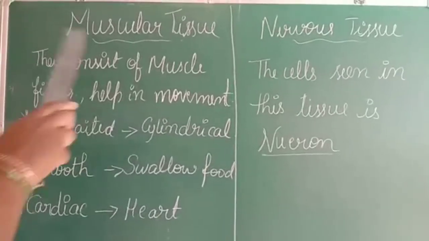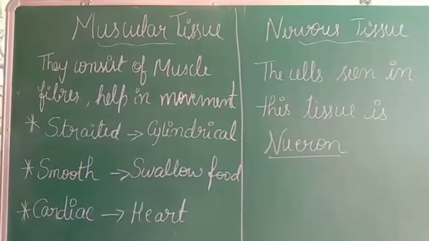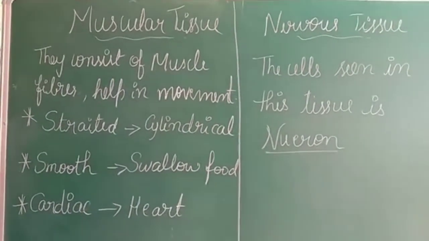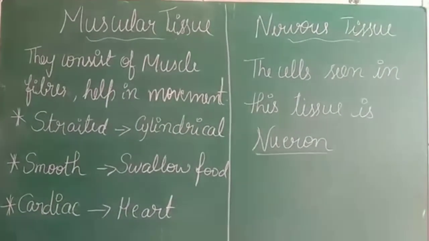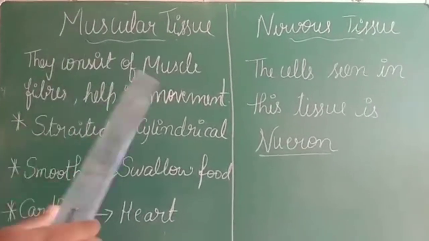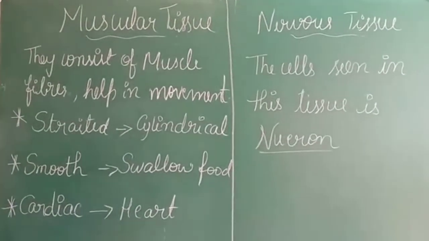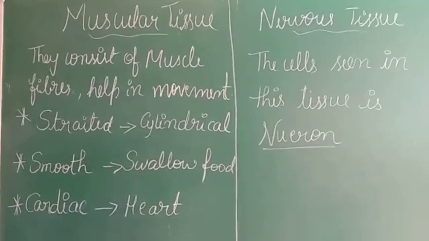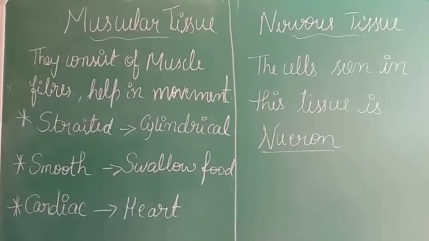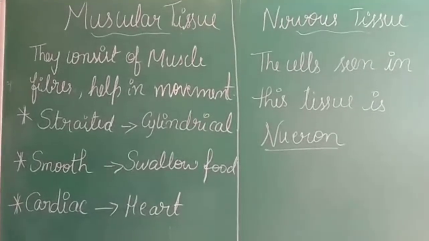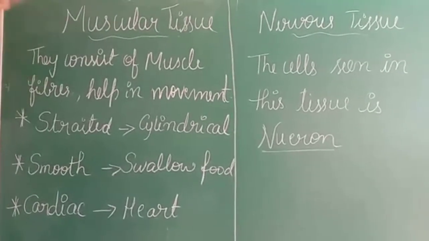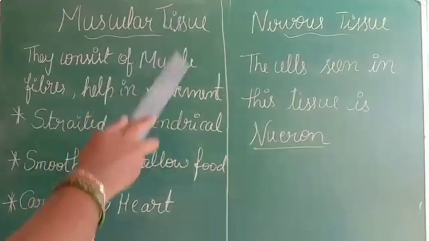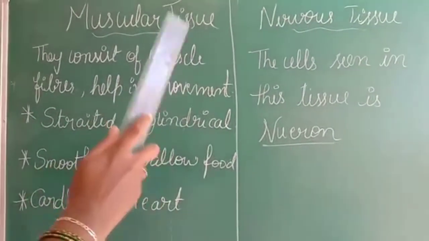The next type is muscular tissue. Now we are going to study about the muscular tissue. It consists of muscle fibers, which help in movement. Muscles are especially used to do heavy work and also in movement, right? So muscular tissue is made up of muscle fibers which help in the movement.